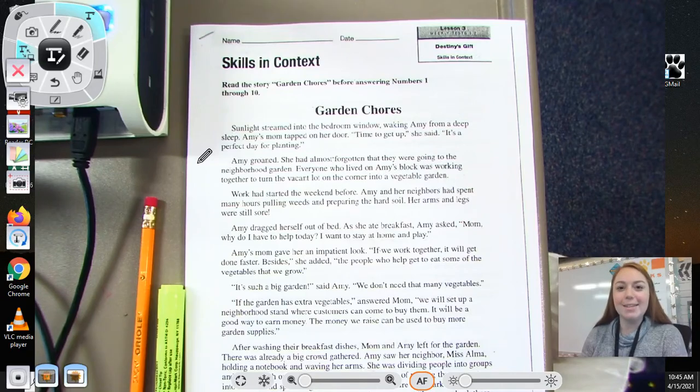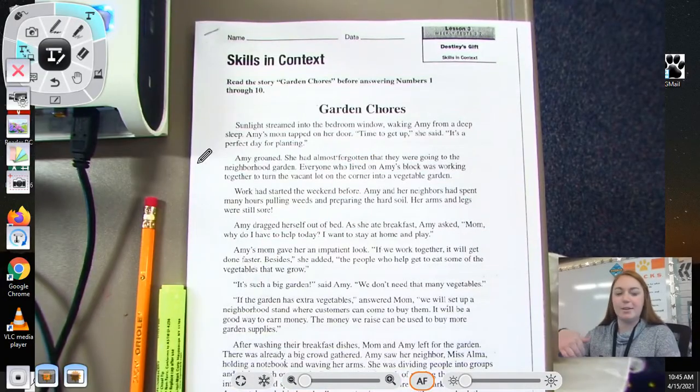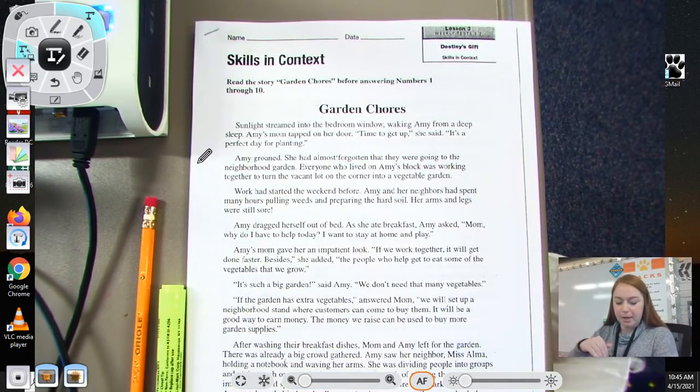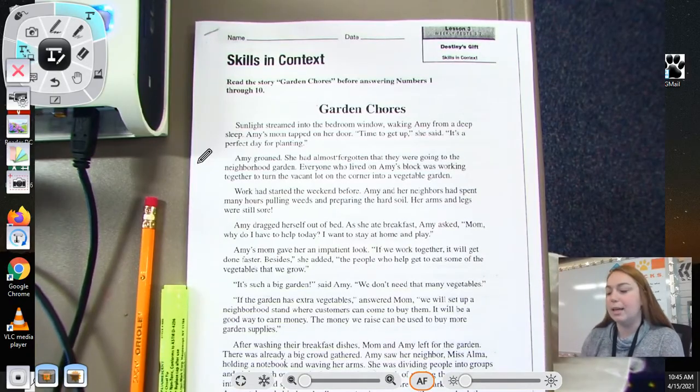Hey, third grade, this is a quick little tip for your PSSAs that you will be taking. Whenever you're taking the test, it is a paper copy. This is not the PSSAs. This is a test that you took at the very beginning of the school year. I'm just using it to show you what something could look like.